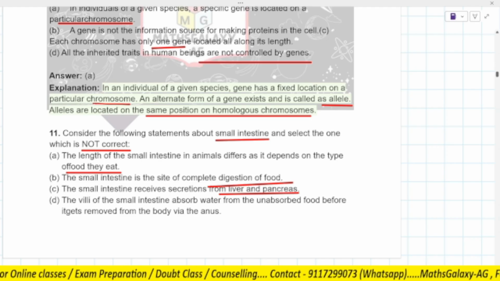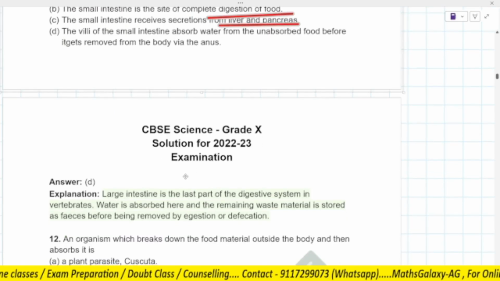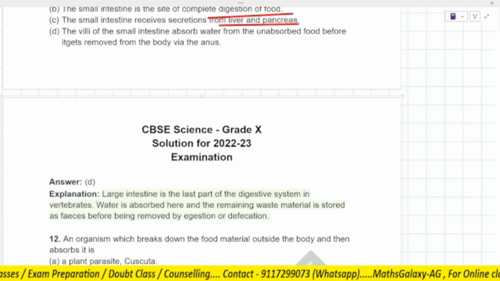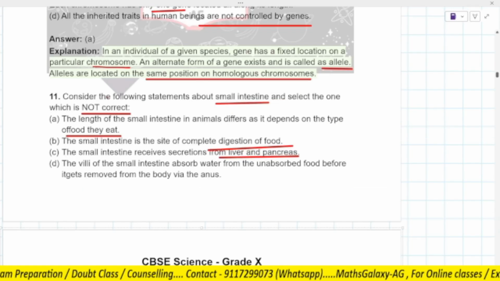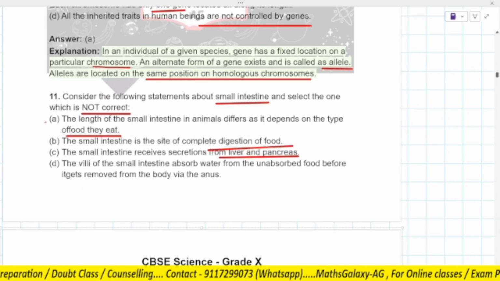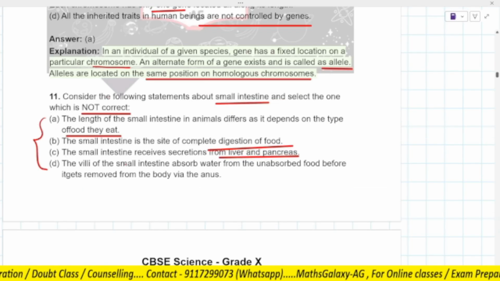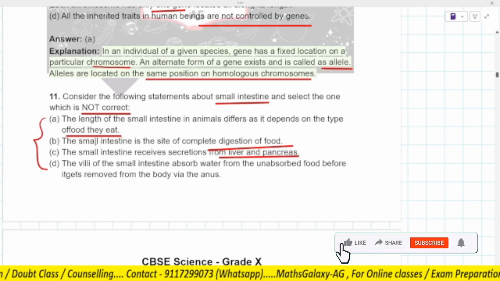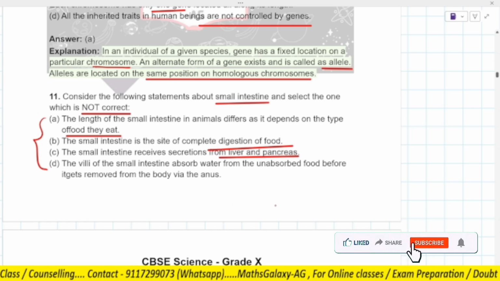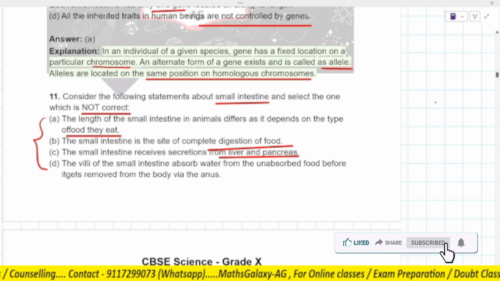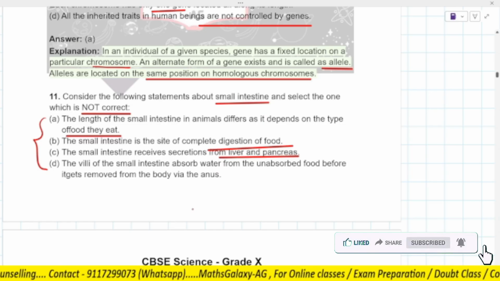So let's see here the explanation. The large intestine is the last part of the digestive system. Just wait a minute. Here, all options are related to the small intestine. Okay, let's see the explanation. Just wait. Here D is correct. But let's see the explanation.